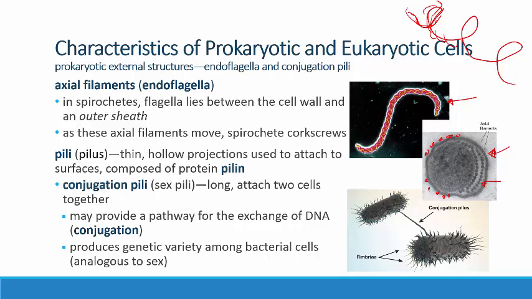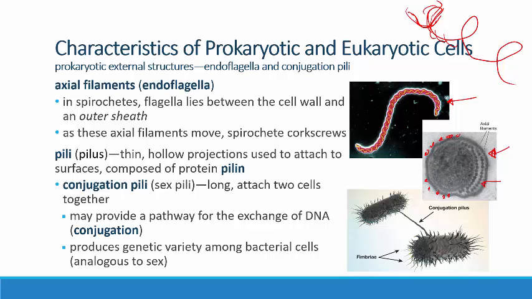Okay, so flagella and axial filaments are two external structures that allow motility. Pili are external structures that allow attachment to other surfaces. And so these are thin, hollow projections composed of the protein pilin. And there are two kinds of pili. There's conjugation pili and attachment pili.